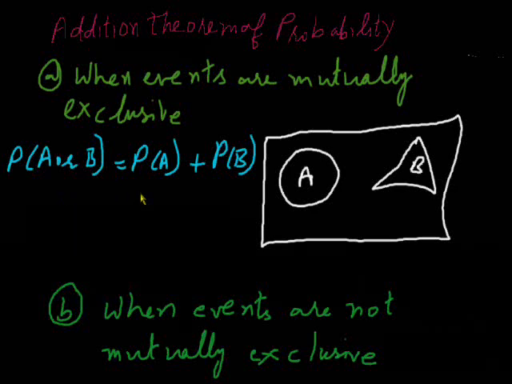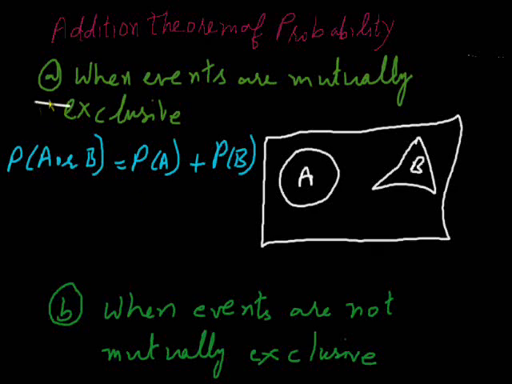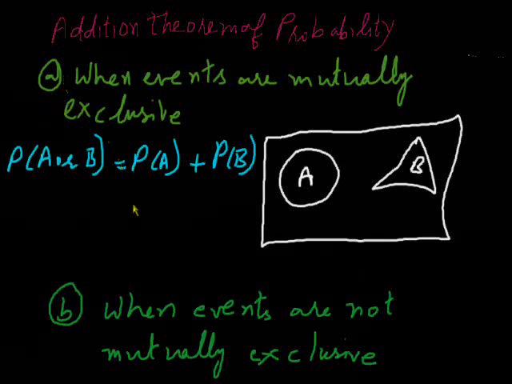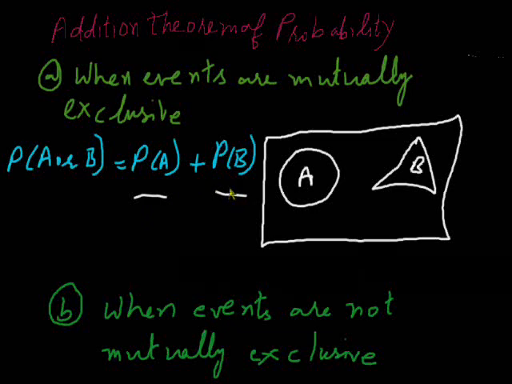50% chance of happening head plus 50% chance of happening tail, and its total is 100%. It means probability is 1.